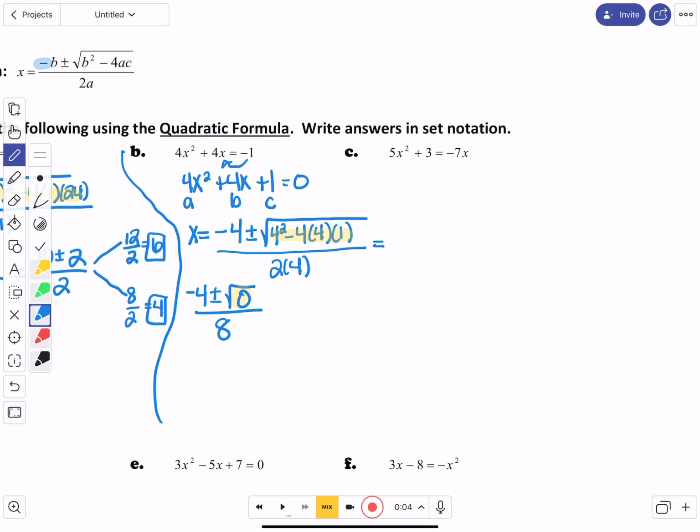Okay, and then the square root of 0 is 0, so I have negative 4 over 8, because plus or minus 0 is not going to be anything. I just get negative 4 over 8, and negative 4 over 8 is going to be negative 1/2. So on this one, I only have one answer. Okay, so on C, I need to move this to the other side.